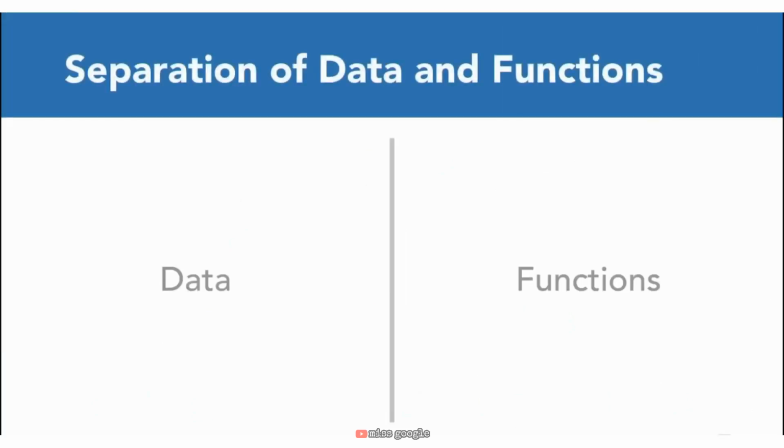The second main concept of functional programming is the separation of data and functions. This is a case where functional programming is directly in contrast with object-oriented programming, where data and functions are almost always grouped together. Let's see what this looks like.